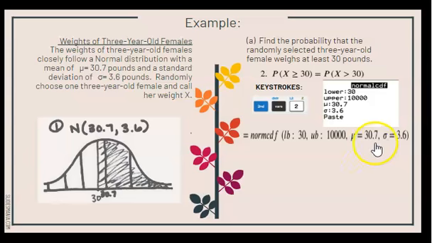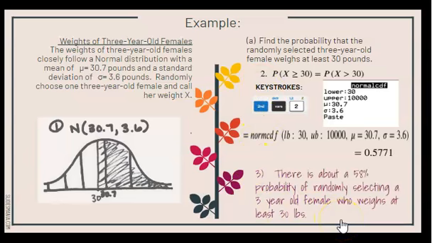Okay, on your paper, what you're showing me is the drawing over here, your probability statement, and the norm CDF stuff, so I know what it is you put in your calculator to get whatever answer you do. Okay, LB is for lower boundary, upper boundary. So in my calculator, this is the answer I got. It was 0.5771. And then the third step to my answer is an interpretation. There's about a 58% probability of randomly selecting a 3-year-old female who weighs at least 30 pounds. All right?